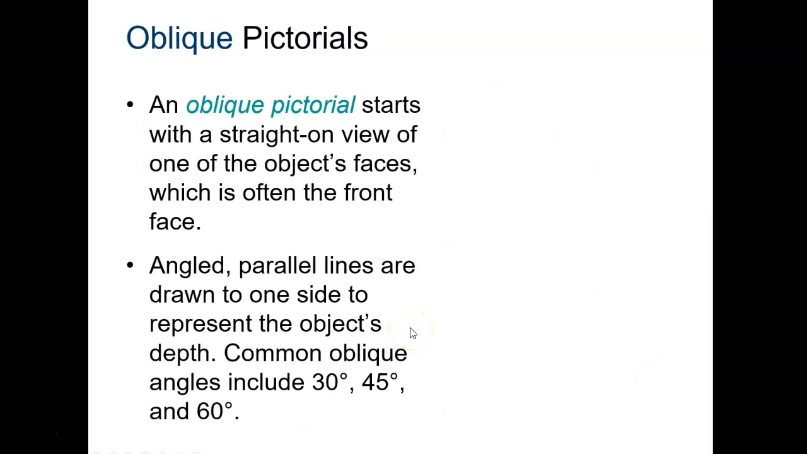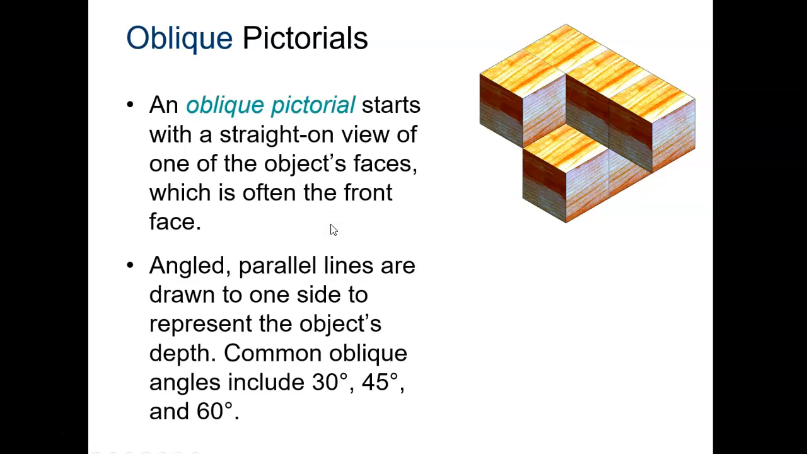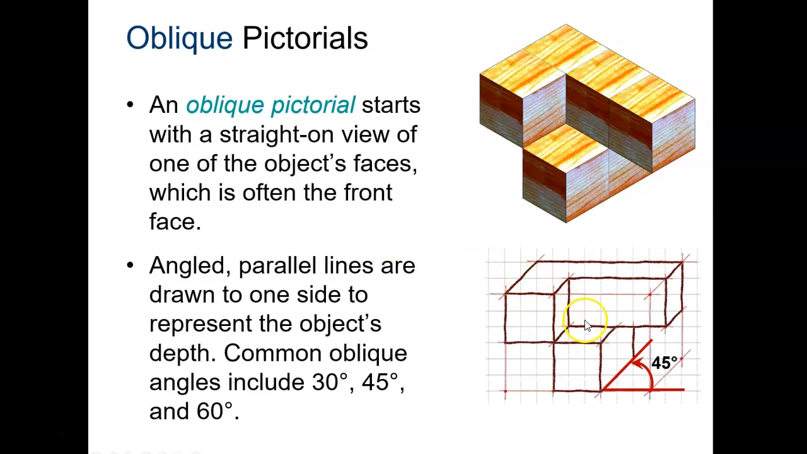An oblique pictorial starts with a straight-on view of one of the object's faces, which is often the front face. Angled parallel lines are drawn to one side to represent the object's depth. Common oblique angles include 30 degrees, 45 degrees, and 60 degrees.